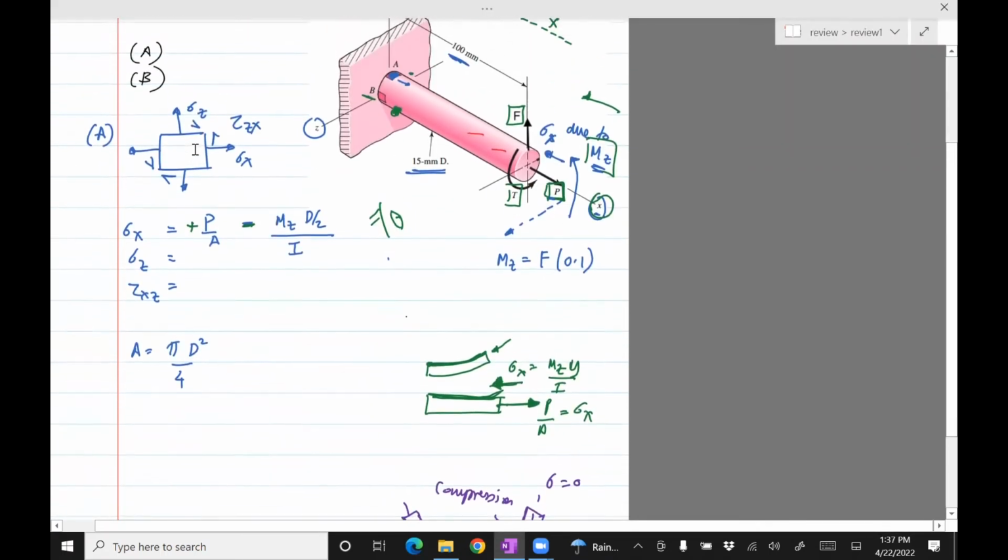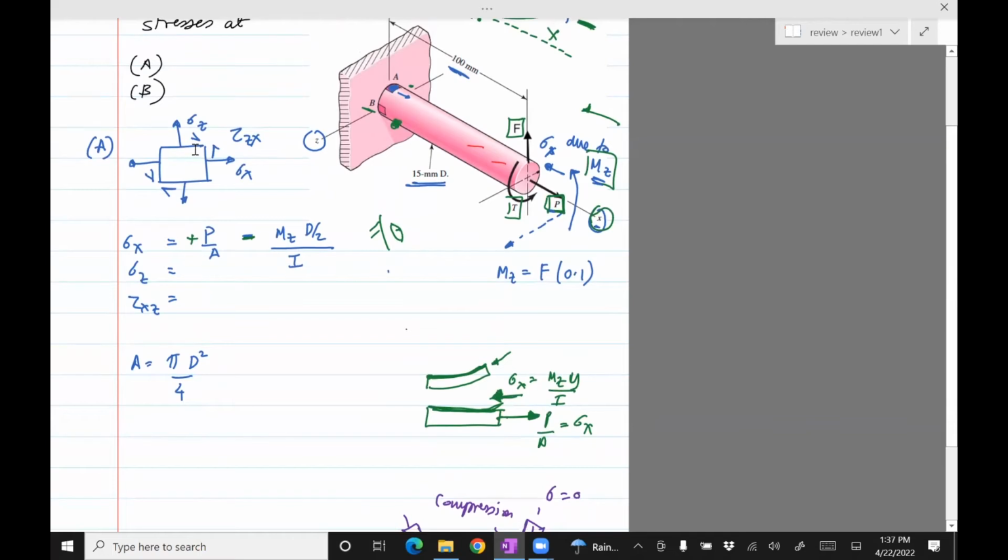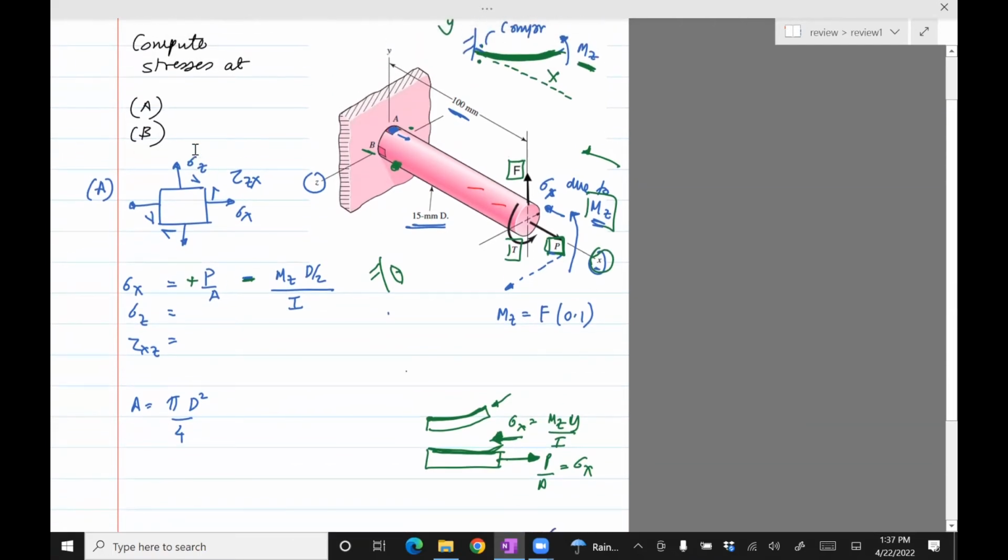Okay, so where were we? We've computed the stresses due to sigma x. We need to compute the stresses in the z direction. If you see, F is not in the z direction, and the torque only leads to shear. So sigma z won't have a contribution due to T. P we saw is exclusively in the x direction. So sigma z is 0.